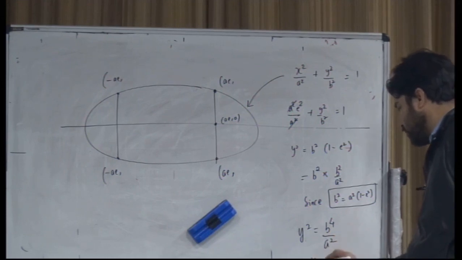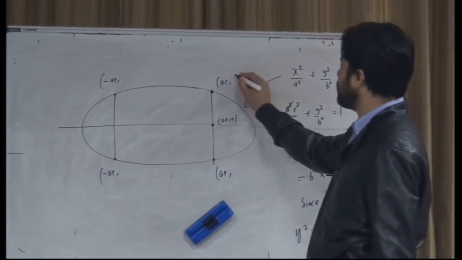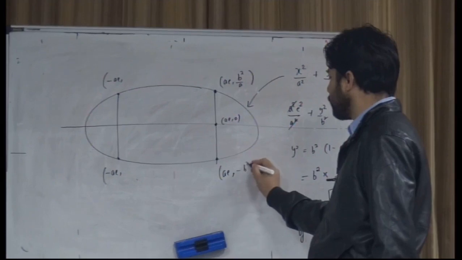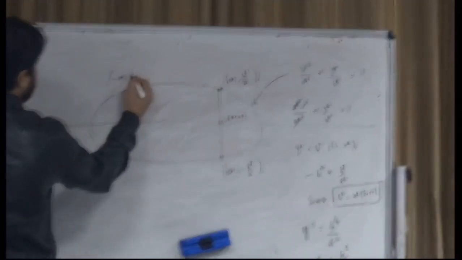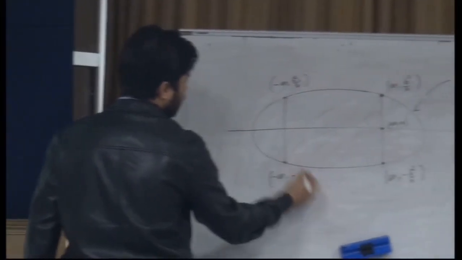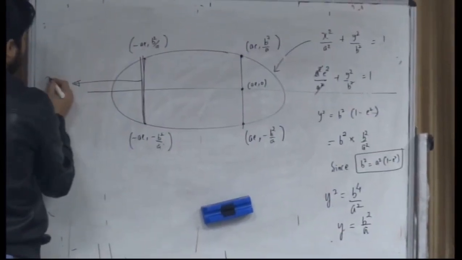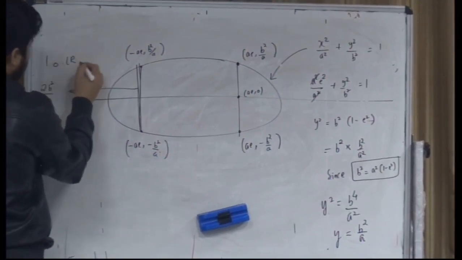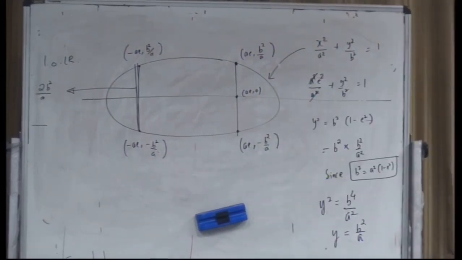So y would be equal to b square upon a. So I know this is going to be b square upon a. So definitely this is going to be a. If this is b square upon a, so definitely this is also b square upon a, and this is going to be a. And this length is twice of the ordinate, that is 2b square upon a, is the length of the latus rectum. Okay?